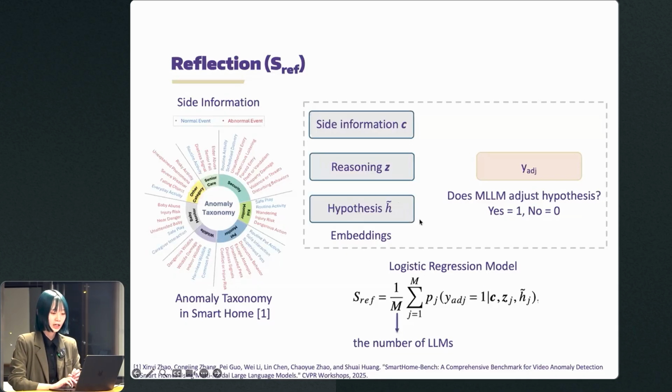After having the side information, the reasoning, and the hypothesis, we can embed them and use their embeddings as the predictors. For our outcome labels, we define y-adjust. When the large language model adjusts its hypothesis in the reflection stage, y-adjust is equal to 1. Otherwise, it is 0. We build a logistic regression model based on these 3 predictors and these outcome labels, and we calculate the probability of y-adjust equal to 1 based on the results from different LLMs.